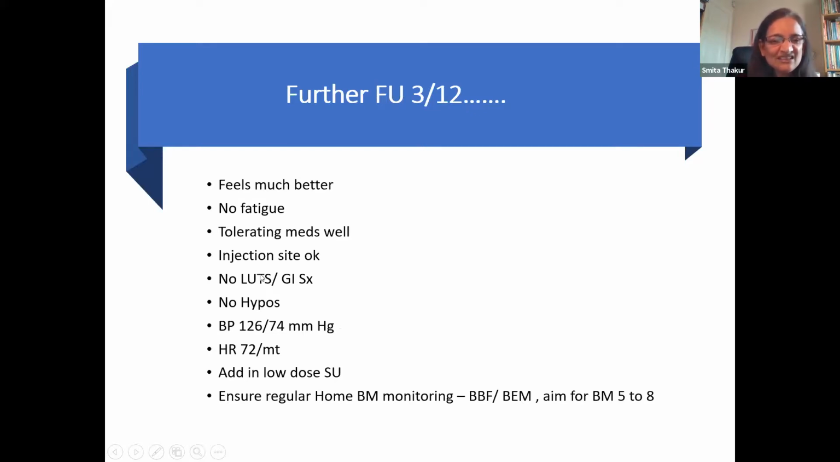So he's tolerating all the medications very well. You could add in a low dose of sulfonylureas, mainly because he is on GLP-1. High dose sulfonylureas with GLP-1 can increase the risk of hypoglycemia. And if you start him on sulfonylureas, we need to ensure that he monitors his blood sugars before breakfast, before evening meal, and aim for a BM of 5 to 8.